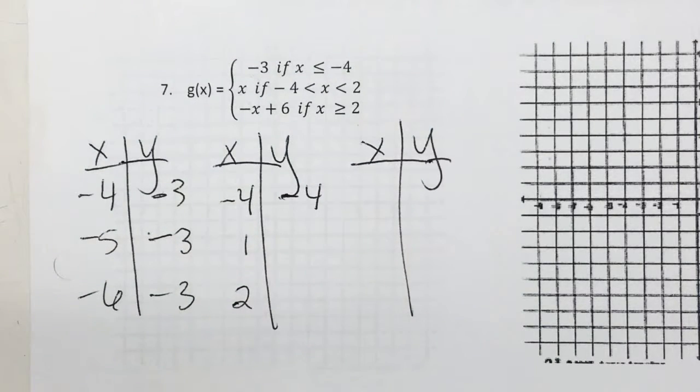Does everybody realize these are our x values that we picked? Which piece are we focusing on here? The second one, right? If I plug in a -4 for x, I'm going to get what? -4. If I plug in 1 for x, 1. If I plug in 2 for x, 2.